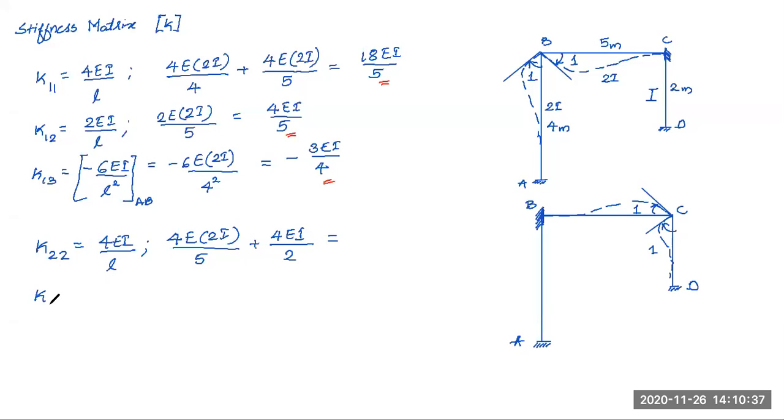Okay, I'll go for calculating what K23, force in the third coordinate when unit rotation is given in second coordinate. K23, what will happen for this? Okay, when I apply unit rotation over here, what is the force developed in the third coordinate? That should be known to me. So third coordinate is over here at joint B. Okay, that is the translational coordinate. So how much will be the force over here?